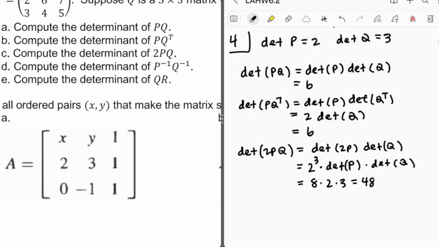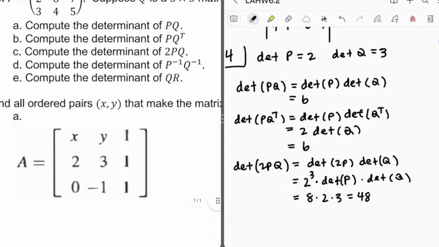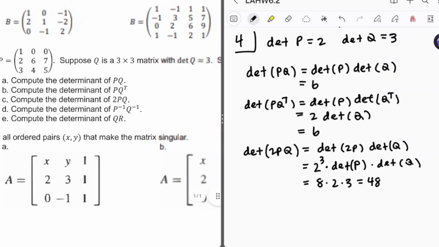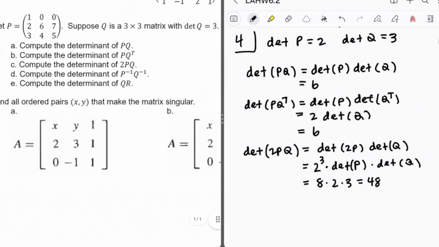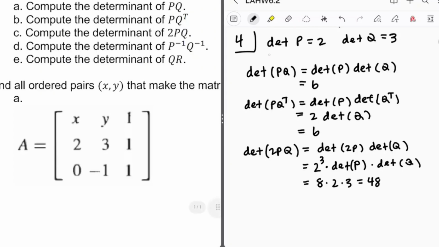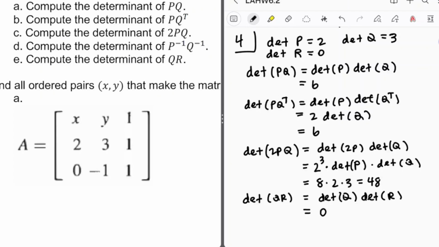And then QR. What is QR? Or what is R? Oh, R is a singular 3 by 3 matrix. I didn't catch that. Okay, so if it's singular, its determinant is 0. So the determinant of QR is also going to be 0, because that's the determinant of Q multiplied by the determinant of R. Oops, I missed that one in the middle there.